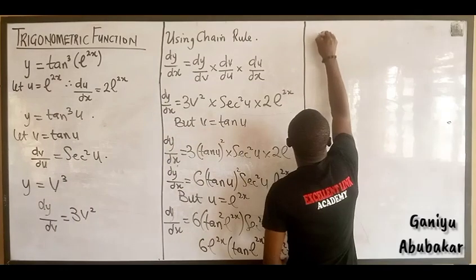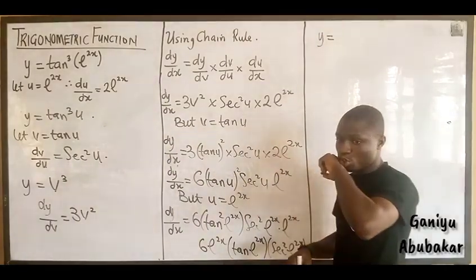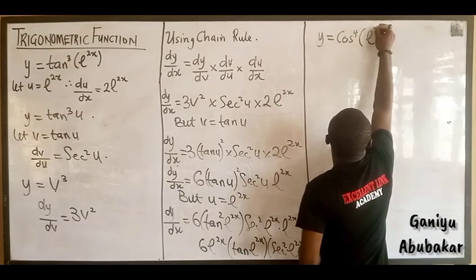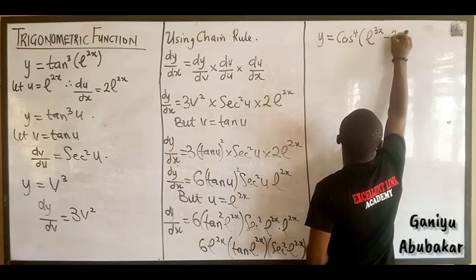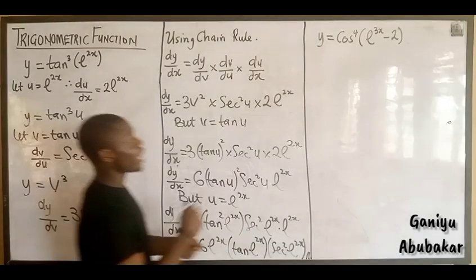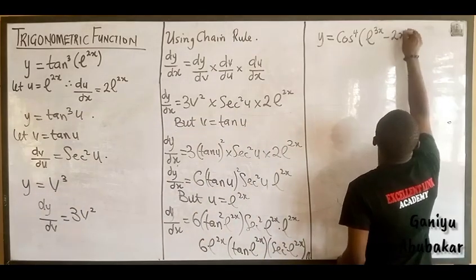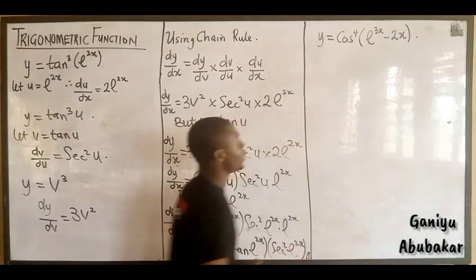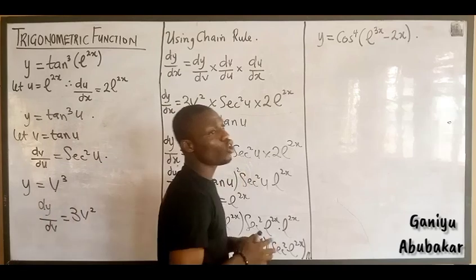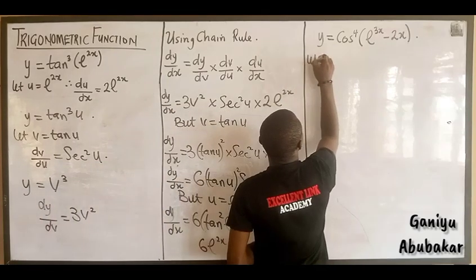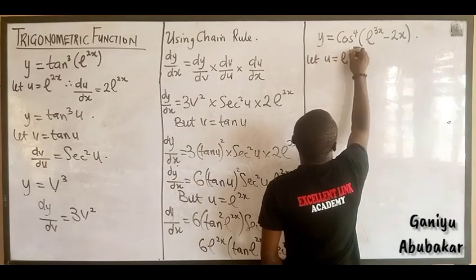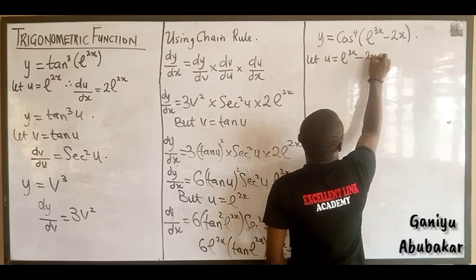Let's say I have y equal to cos to the power 4 of (exponential 3x minus 2). For instance, let's say we are told to simplify this. Let me just add x to it, so we add x to it. We are told to differentiate this. What's our first task? We said your first task is to put the thing in brackets and call it u. Of course, let u equal exponential 3x minus 2x.